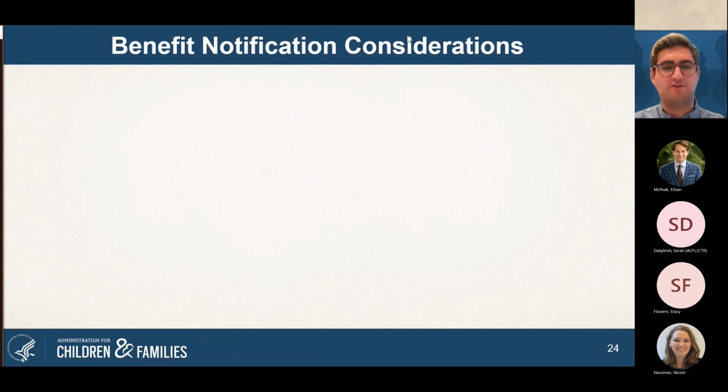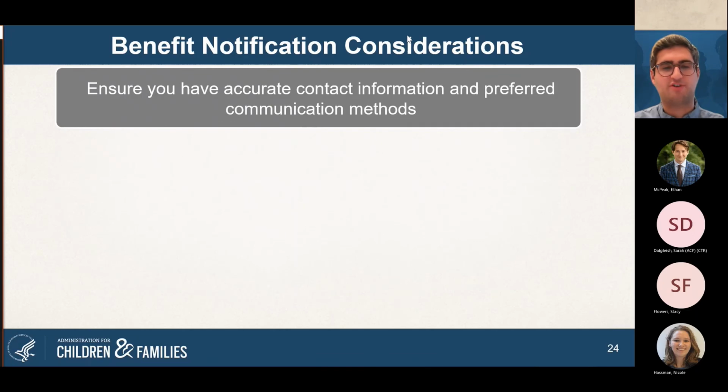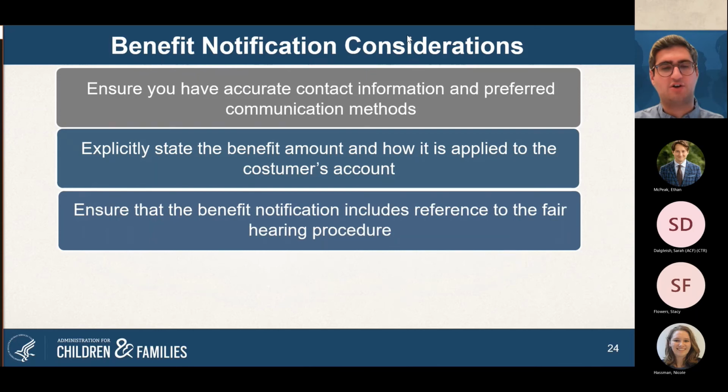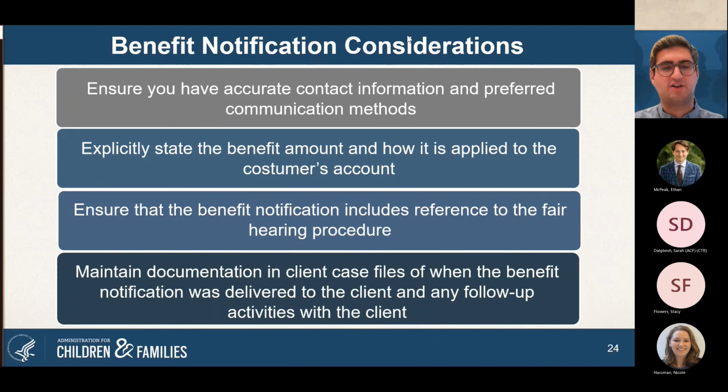In developing the benefit notification process, please consider ensuring you have accurate contact information and preferred communication methods, such as mail, phone, email, or in person. Providing documentation of the benefit amount to the client that clearly states the benefit amount and how it was applied to the customer's account. Ensuring that the benefit notification also includes reference to the fair hearing procedure, and ensuring that they maintain documentation in client case files of when the benefit notification was delivered to the client and any follow-up activities with the client. Files can be maintained electronically or via hard copy.